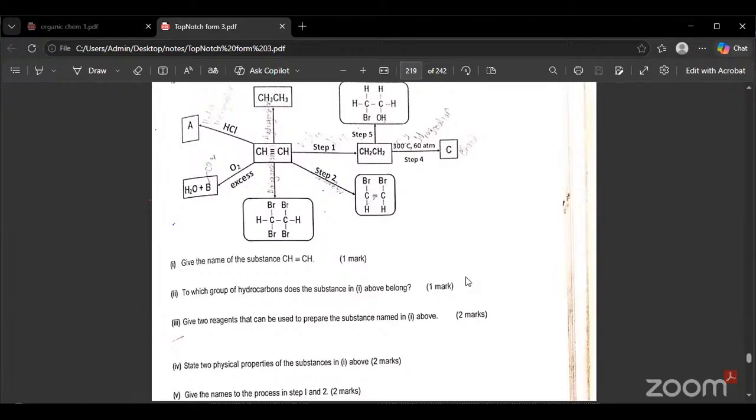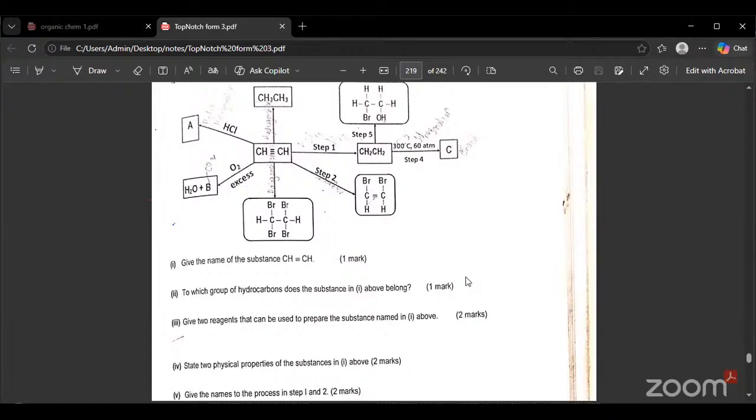You can say the odor, the smell. You can talk about the solubility. You can talk about the density. You can talk about the melting point, the boiling point. Lakini let us talk about those things that are very easy. For example, I would have gone with the smell and the color. Hivyo, because they have said two. Usiongeze vitu mingi.